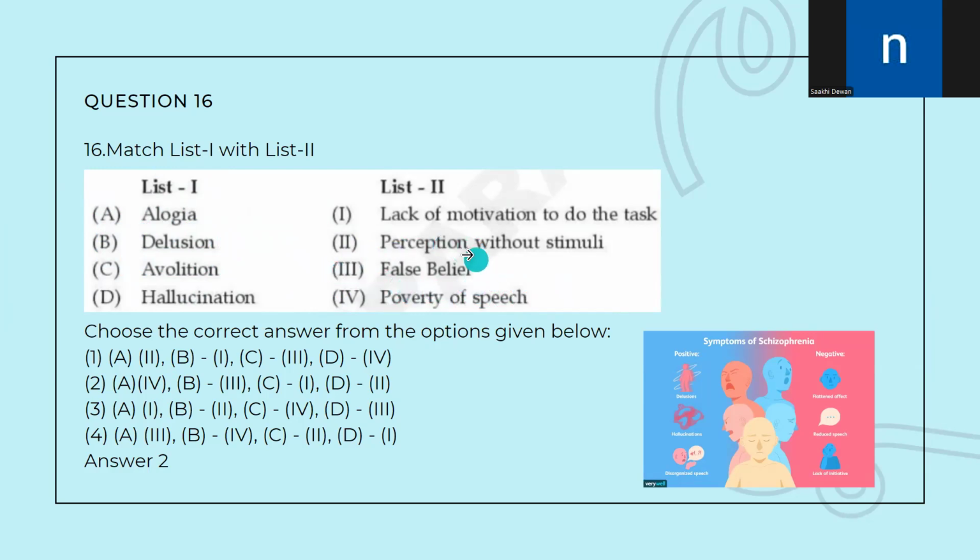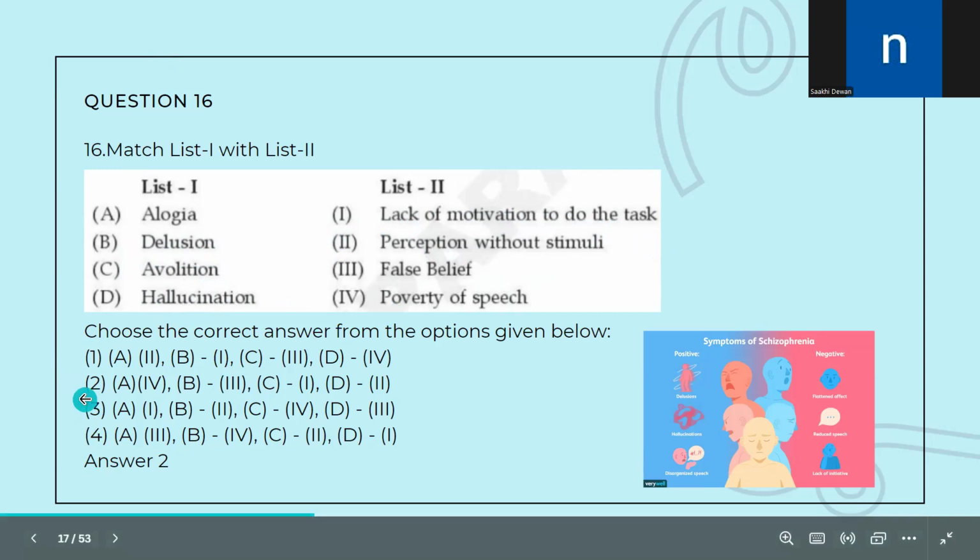That means the false belief that is not based on any grounds. The third one that is given to us is avolition. Avolition refers to the lack of motivation to do the task, and the last one is hallucination. Hallucination refers to the perception that exists without the actual existence of a particular stimulus. So when we look at the options, we can see that option number two is the correct answer.